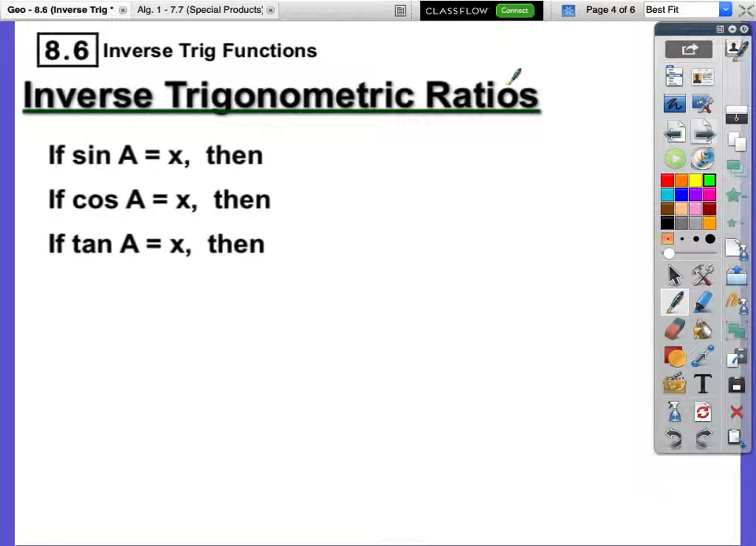Okay. SWBA. Julia, what does SWBA stand for? Students will be able to use inverse trig functions to find measures of angles, which is section 8.6. We don't know what an inverse trig function is yet, but we're going to learn it, and by the end of this lesson, be able to find angle measures.